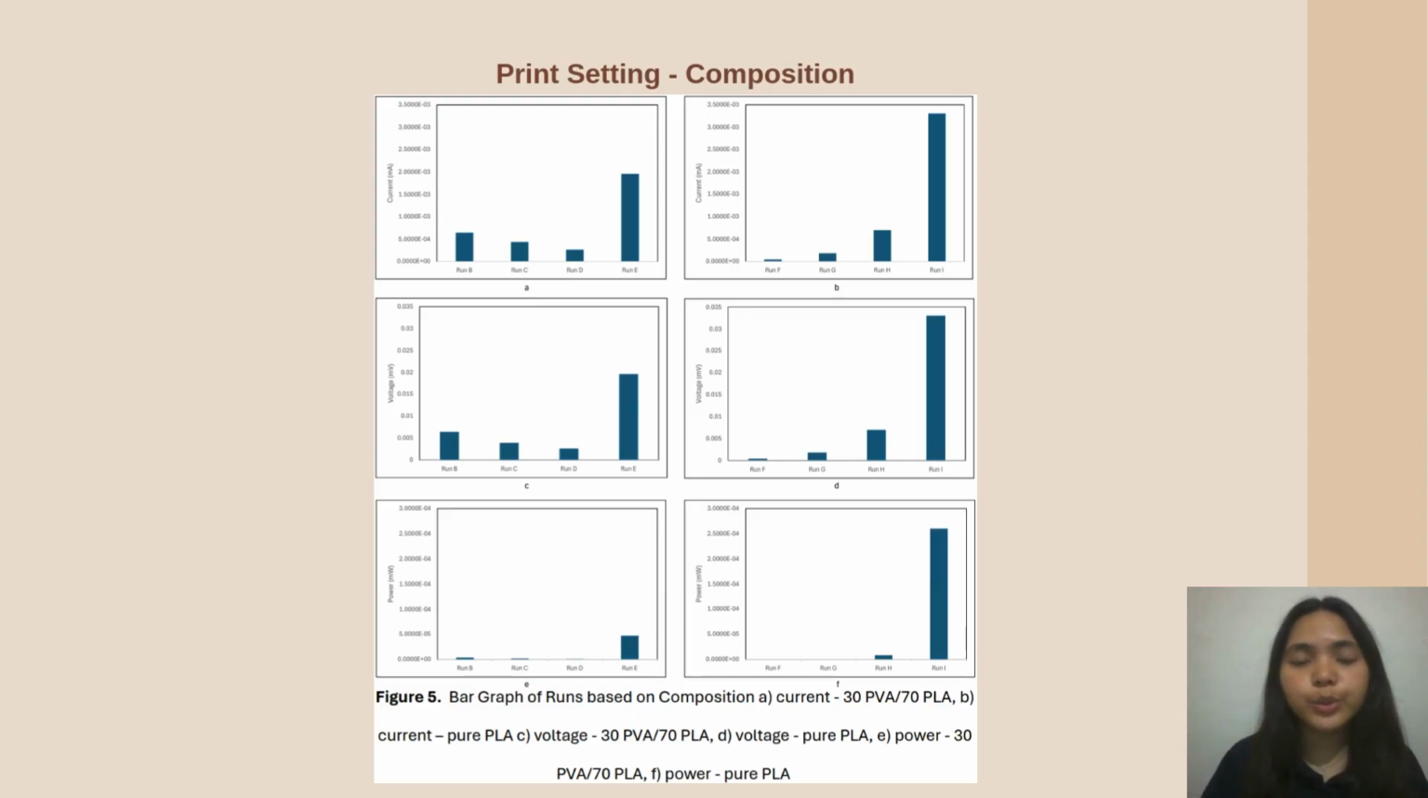Statistical analysis showed no significant difference in power output between pure PLA and mixed filaments. However, pure PLA separators consistently outperformed the mixed filaments, as seen in Figure 5.